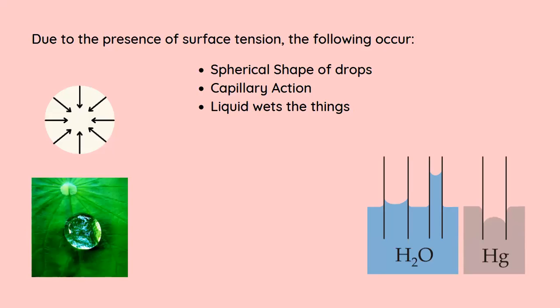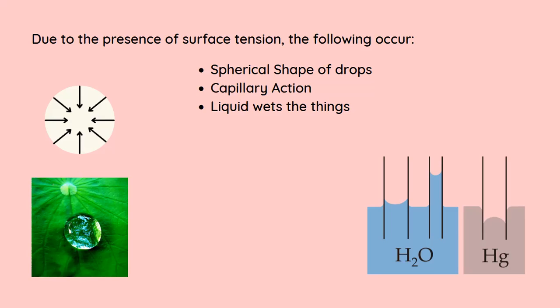The next one: due to the presence of surface tension, the following things can occur. Have you noticed when you were young and you'd play with bubbles, no matter what, they were always round, a circle, right? Not only that, when the thermometer breaks, you see these beautiful spherical droplets of mercury on the ground wherever it broke.